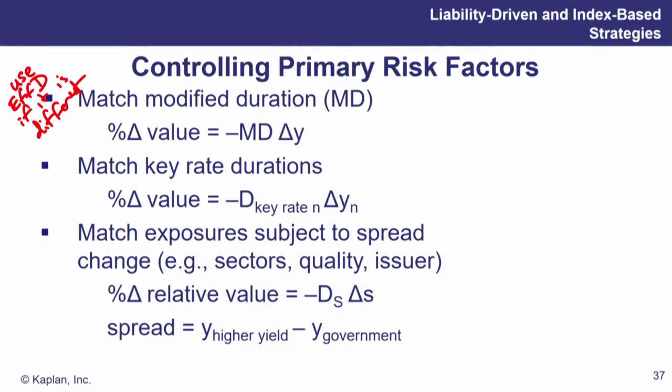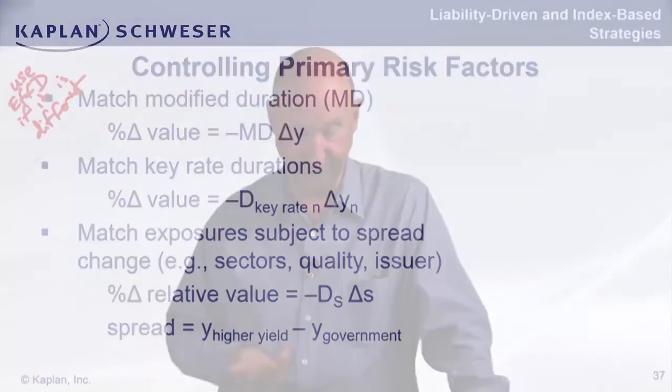That's not enough. That's only parallel shifts, and we've already started to see how when interest rates change at different points on the curve, only matching aggregate modified duration may not be enough. You should also match key rate duration. A key rate duration is a hypothetical number. If one single point on the yield curve shifted, what would be the change in value of my item?